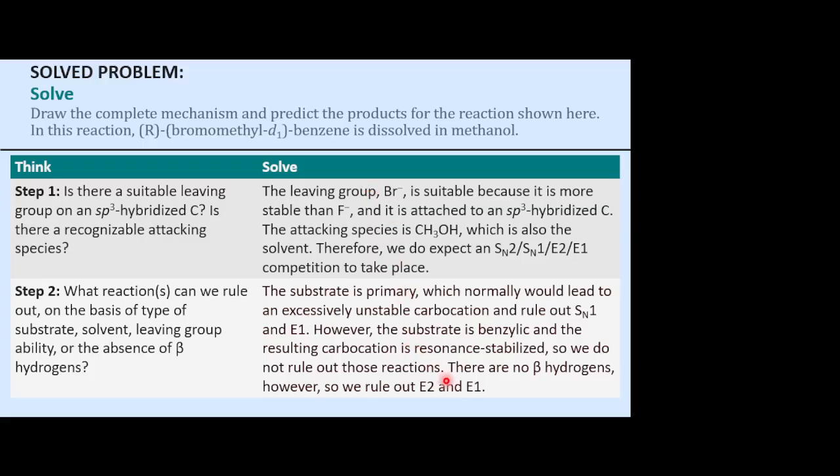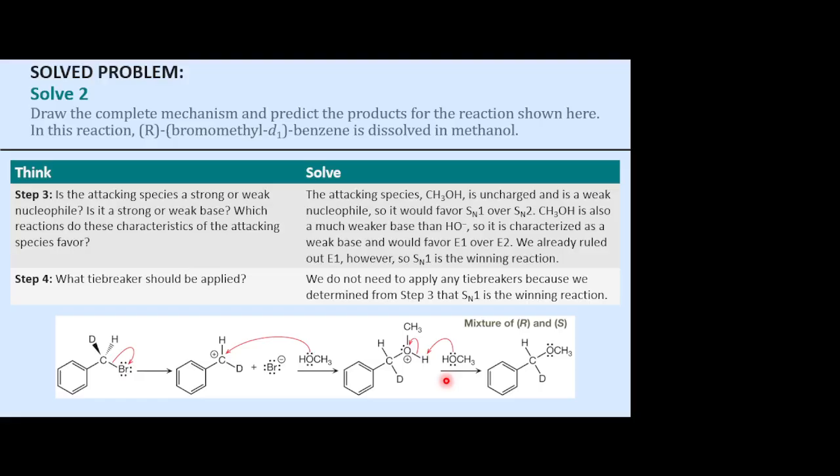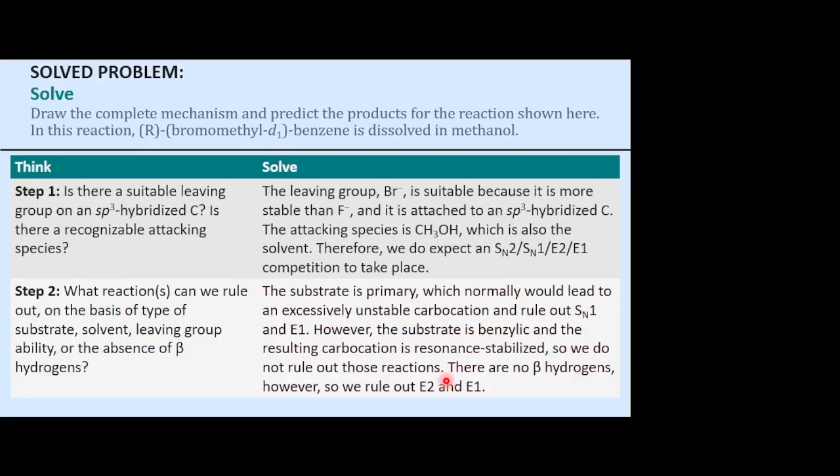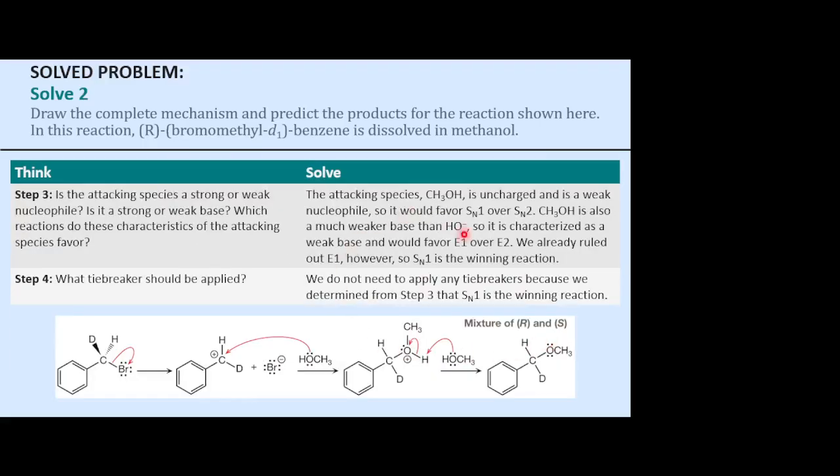E2 and E1, both of those are ruled out. All the eliminations are impossible. Just can't do any. Pretty crazy. We finally got that one. It takes a while to get them all. So we still have the SN1 and SN2 reactions that are possible. And so now we have to go on to step 3.